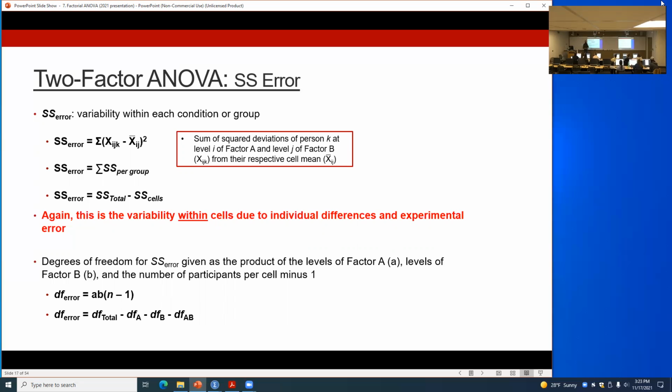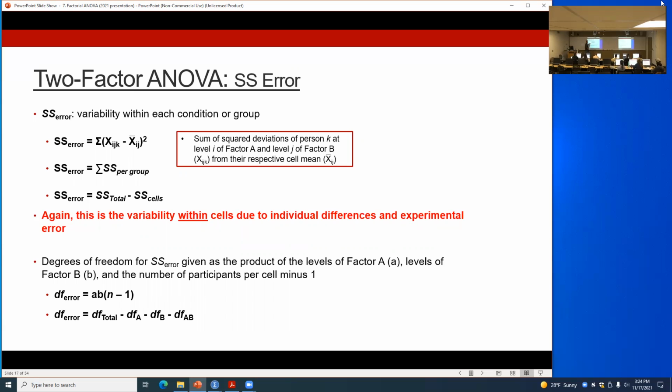So how many distinct populations do we have here in this 2x3 design? 6, right? We've got low easy, medium easy, high easy. We've got low hard, medium hard, and high hard, right? So we've got 6 distinct populations that we're looking at here.